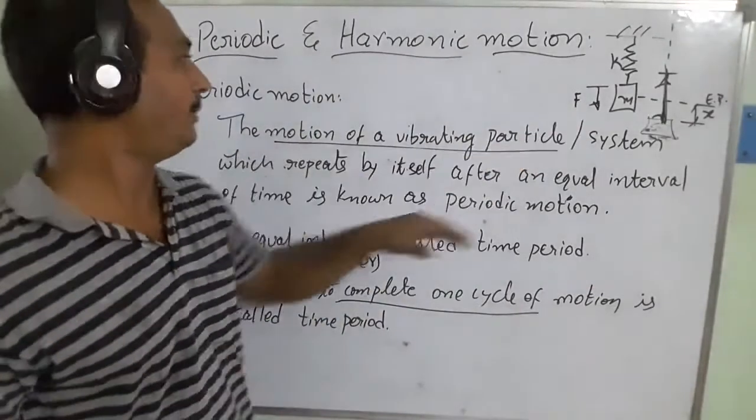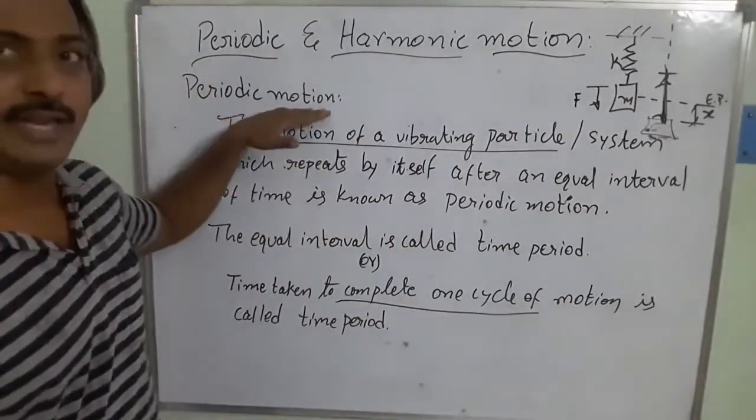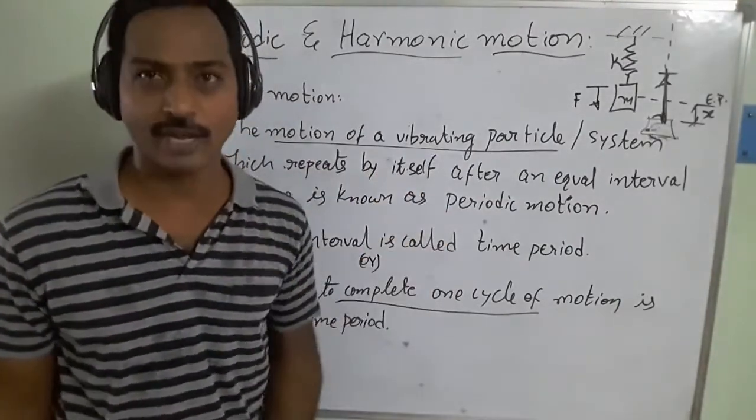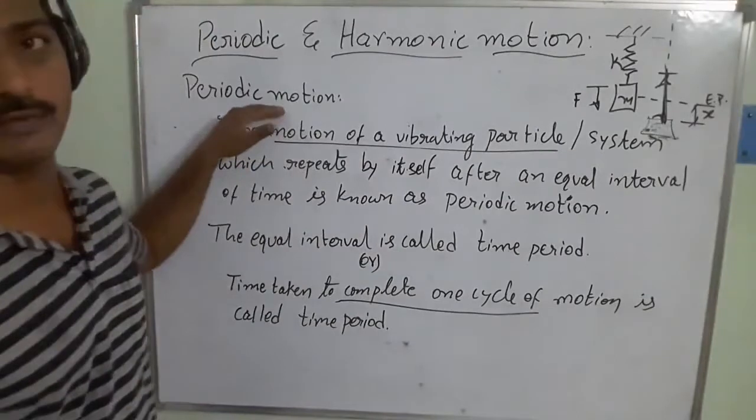This is the way we define periodic motion. The main feature of periodic motion is that the motion must repeat after a certain interval of time. We can say that is a periodic motion.